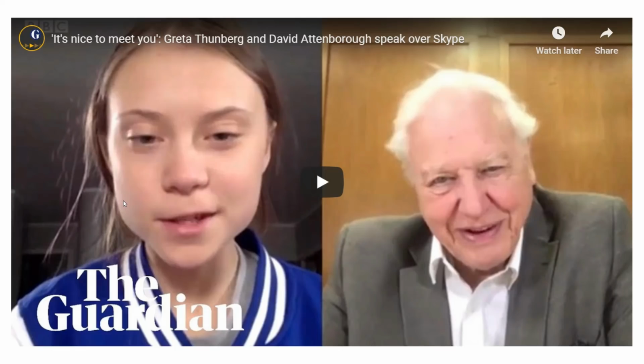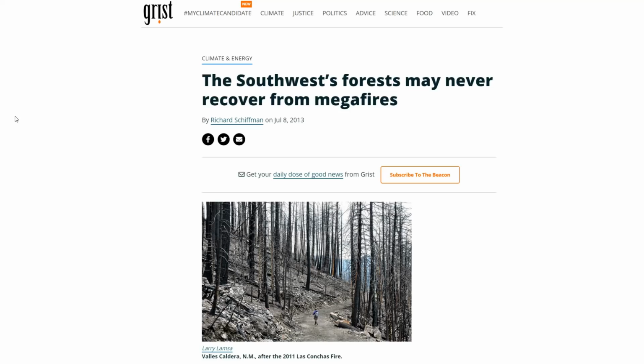This lack of understanding of science impacts people of all ages. We had a massive forest fire in 2011 near my hometown of Los Alamos, New Mexico. And then Grist magazine published this hysterical article. "The Southwest forest may never recover from mega fires." And they showed this picture of one of my favorite trails around Los Alamos. I've run on this trail dozens of times.